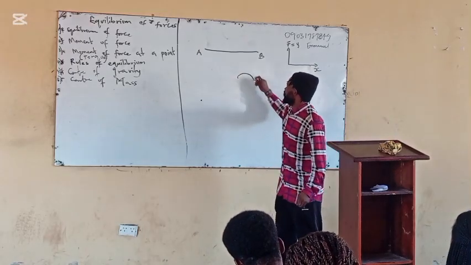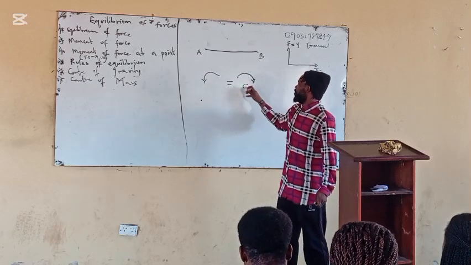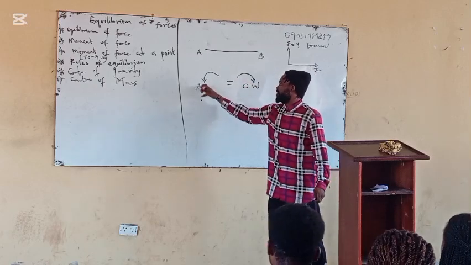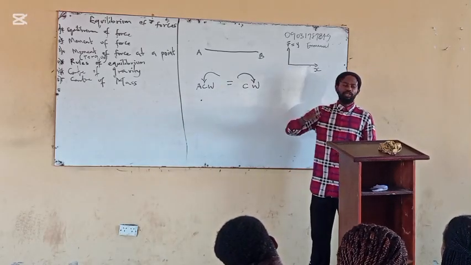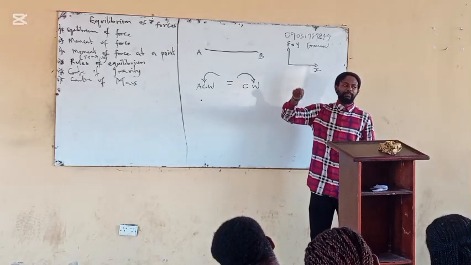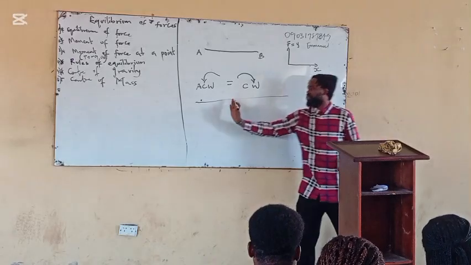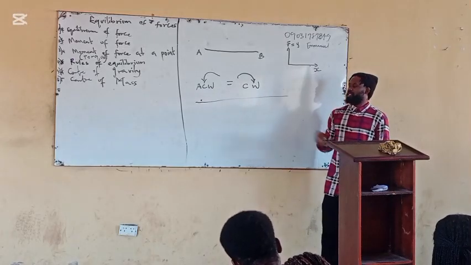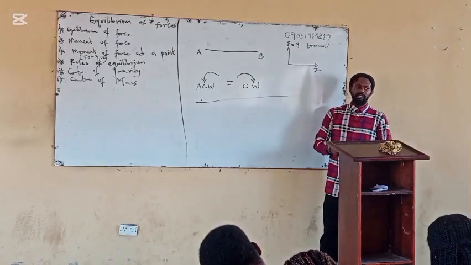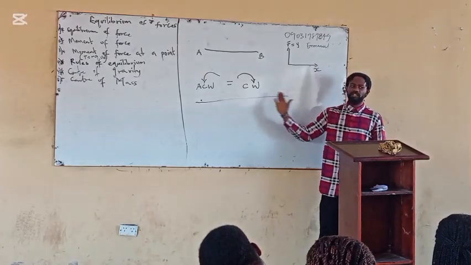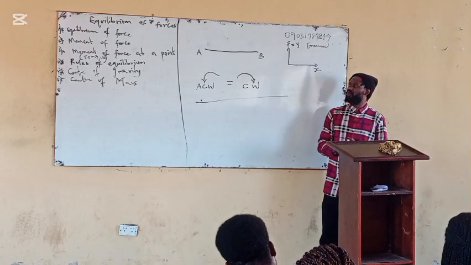We know that clockwise is this way, is it not true? While anti-clockwise is this way. So it's saying that the sum of clockwise moments must be equal to anti-clockwise moments. That is, the total net parallel force must be equal to 0. Yes, because when you're talking about clockwise and anti-clockwise, you're talking about parallel forces. So that means the total net parallel forces must be equal to 0.